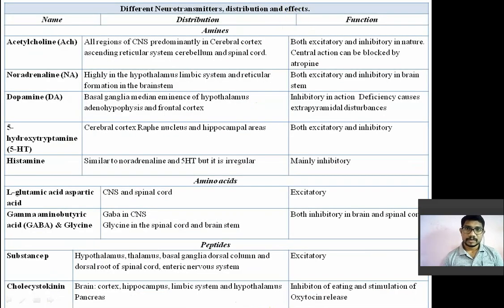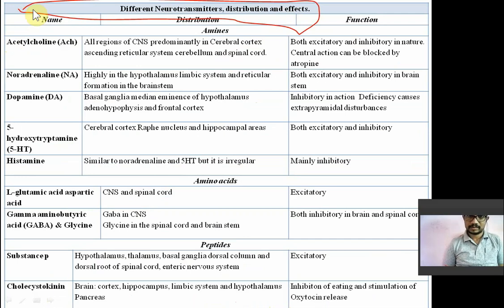Different neurotransmitter distribution and effect. Now, these neurotransmitters are classified according to their chemical nature. The first class is amines. They are amine in nature. For example, acetylcholine, noradrenaline, dopamine, histamine. All these are amines in nature.